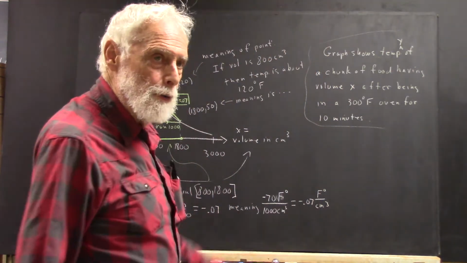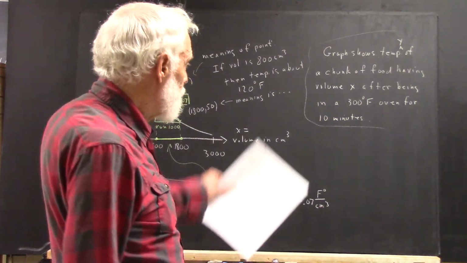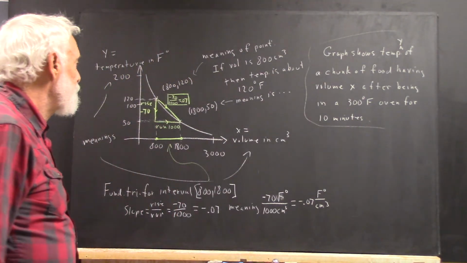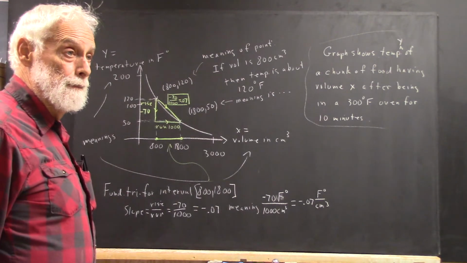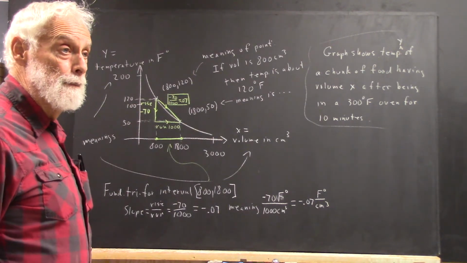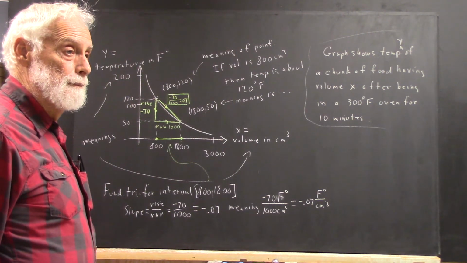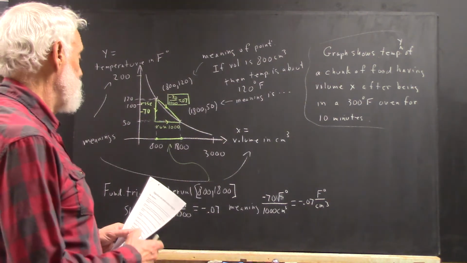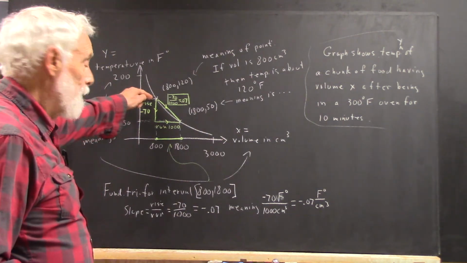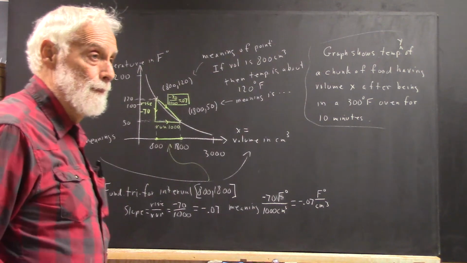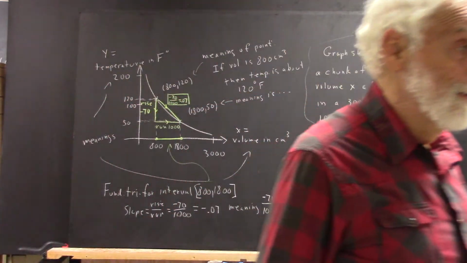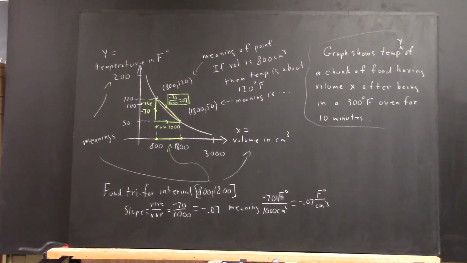Okay? This is what the graph shows. So now, in this context, what does 800, 120 mean? Could you repeat that? What would happen if we had that point? Oh, he was asking about the point. We got the point 800, 120.